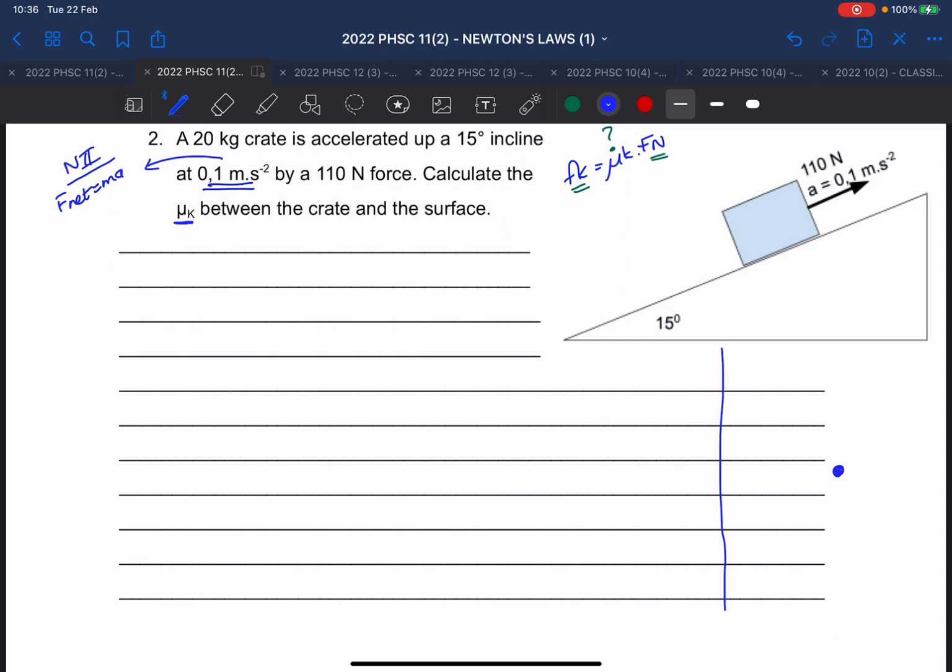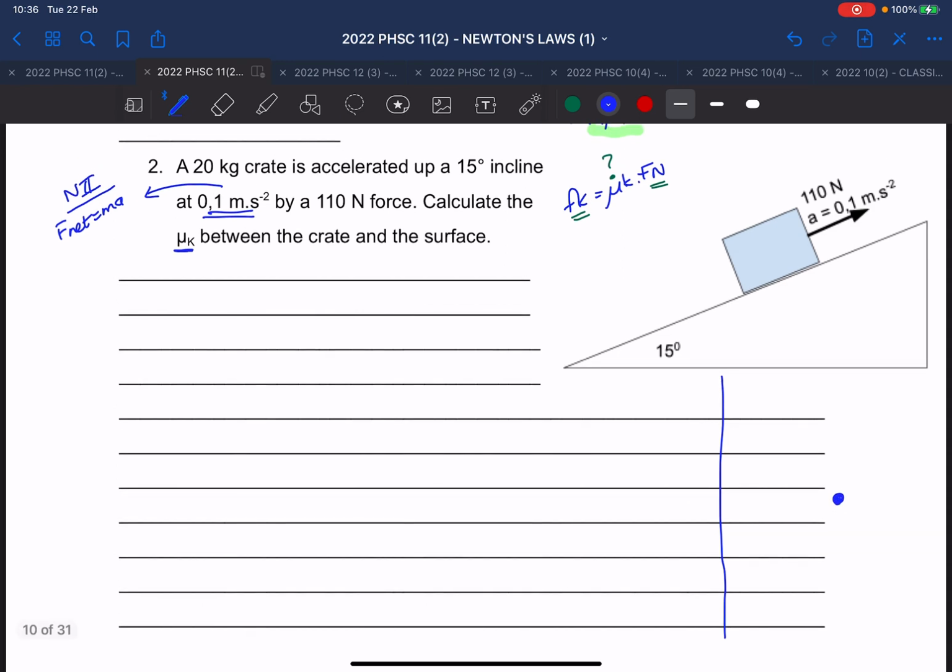This free body diagram will count 4 marks. 4 marks tells you 4 forces. Okay, your forces are, princess. Gravitational force. Direction.